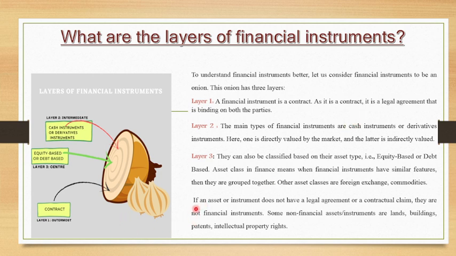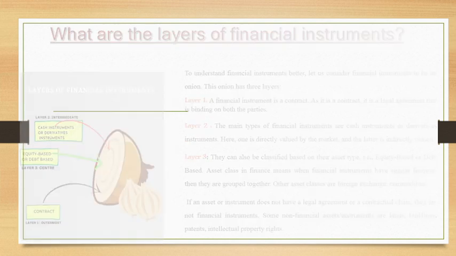Now next come to the next part. If an asset or instrument does not have a legal agreement or a contractual claim, it is not a financial instrument. Some non-financial assets are lands, buildings, patents, and intellectual property rights. So in this slide we see the layers of the financial instruments.